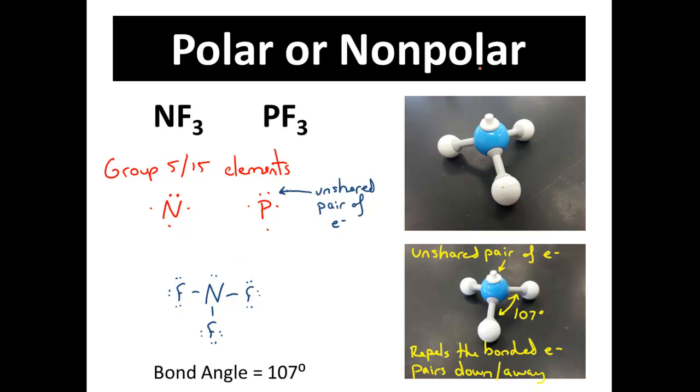This is a polar molecule. Trigonal pyramidal is always going to be a polar molecule. In this case, I have differences. These 3 are going to be different than the very top one here. Therefore, that's going to lend me to having a polar molecule.